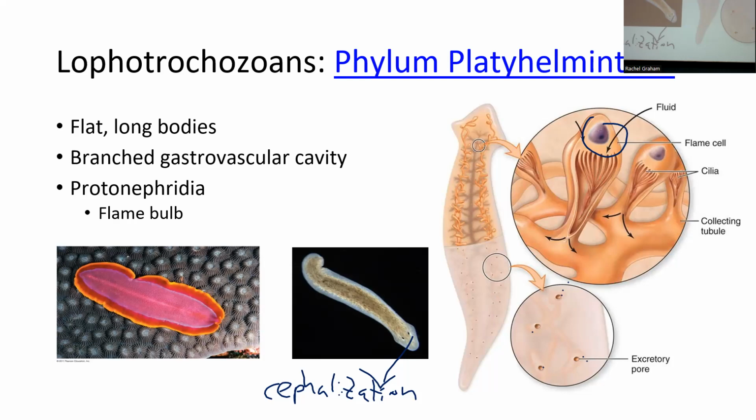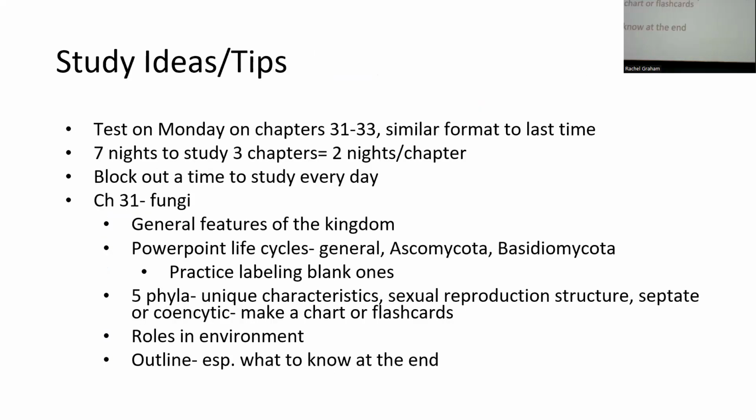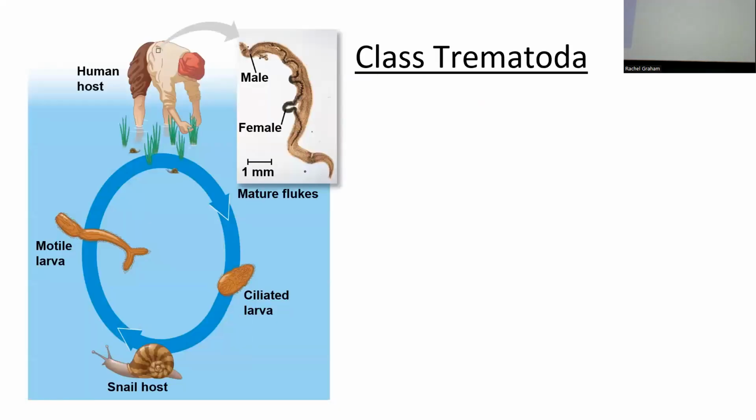Okay, so we kind of went over the basics. We're going to talk about 2 different classes of platyhelminthes. Trematodes are the first one. So trematodes are a class that has a really complex life cycle. These are parasitic platyhelminthes, and they usually have 2 hosts.